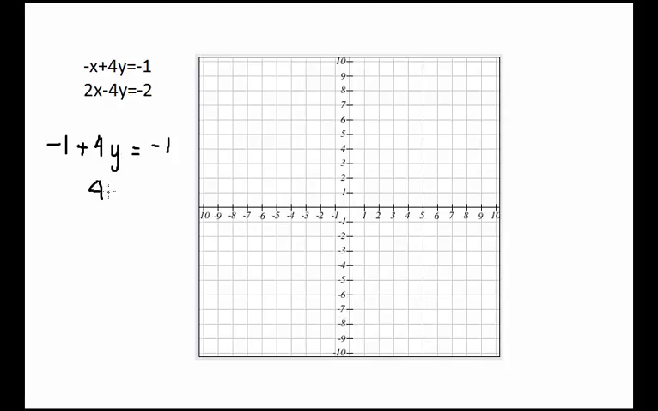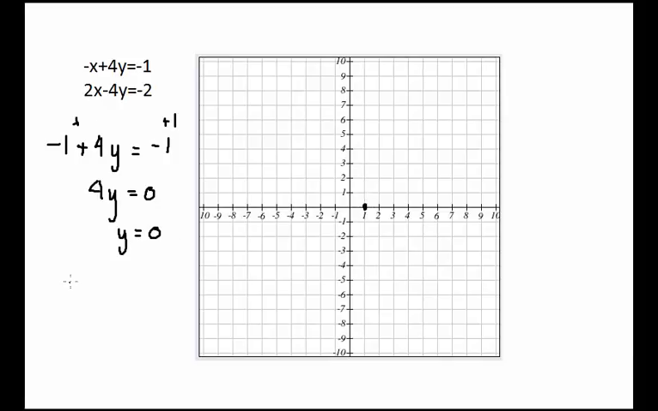So we get 4y is equal to, and then adding 1 on both sides gives me 0, so y is equal to 0. So when x is equal to 1, y is equal to 0. That gives me my first point: x is 1 and y is equal to 0.